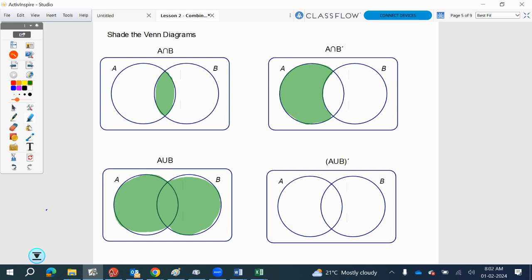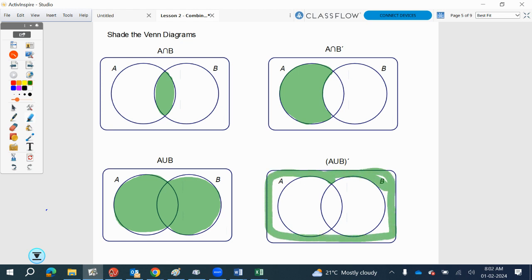Okay. Last one. You only shade in A as a whole, and then the rest of it. No, it's all of that outside except C. This one here at the bottom, it's the inverse of this one to its left. So we need to shade like this.